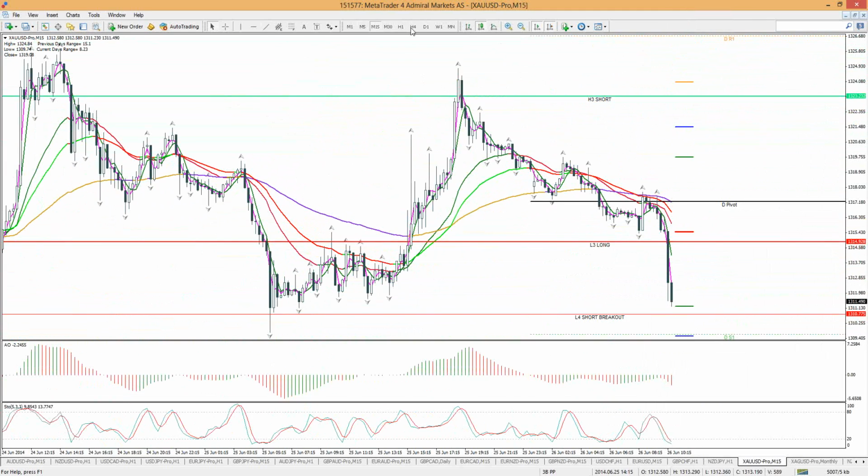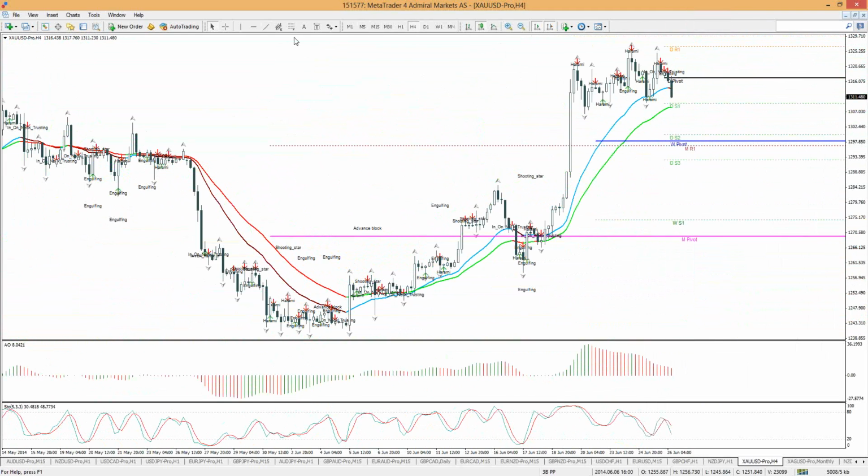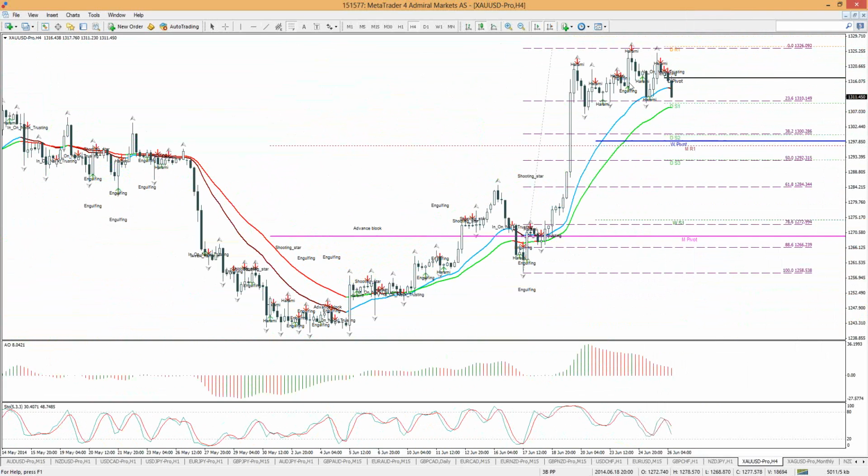How far could this go? As I said, overall, I think it's still bullish, looking at the 4-hour chart, but it could retrace back to the 38.2 fib, which is a daily S2 and a weekly pivot. So it could make that fall down to 1300 and then bounce. So that could be the target for today.